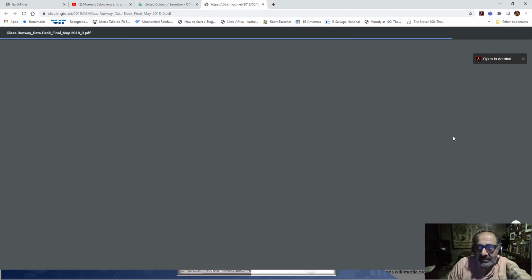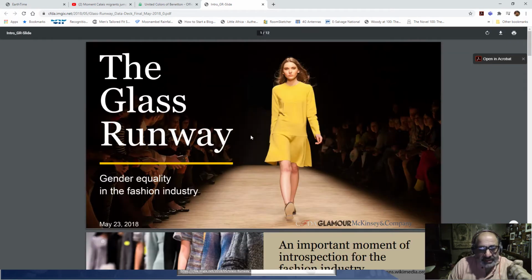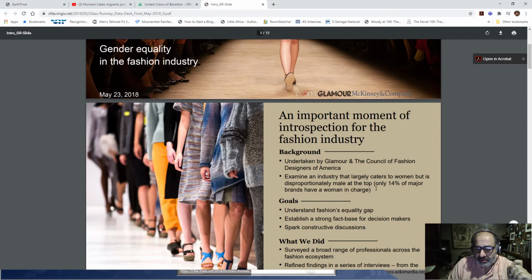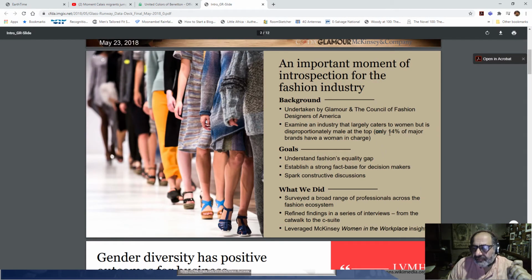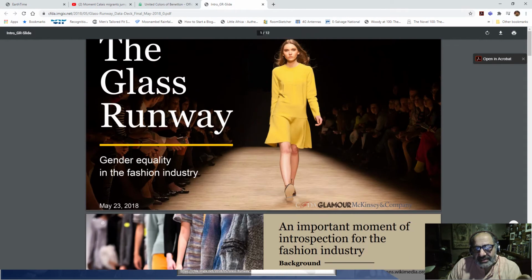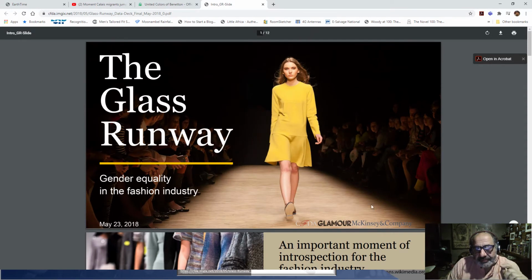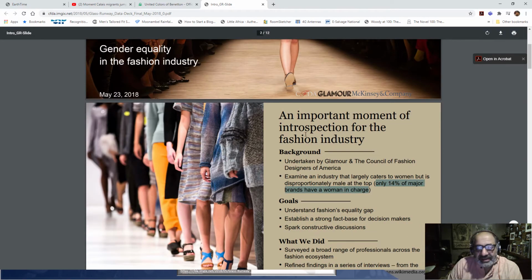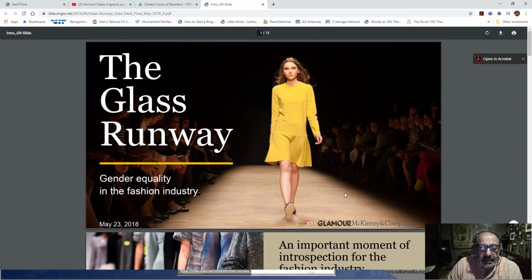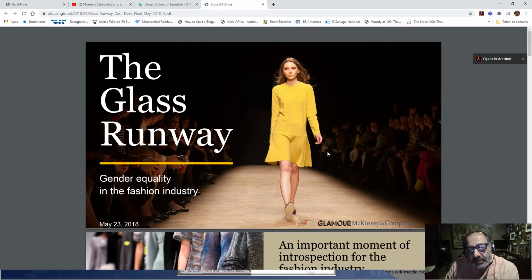I think this statistic was 14%. Yes, only 14% of major brands have a woman in charge. Now consider this: if 86% of people in charge of the fashion industry are men, would women's fashion look different if women were in charge of the fashion industry?